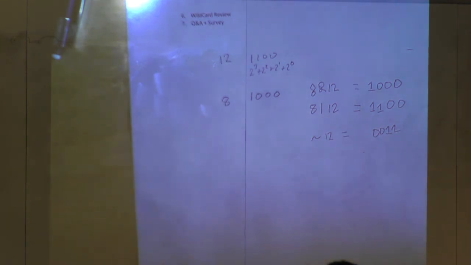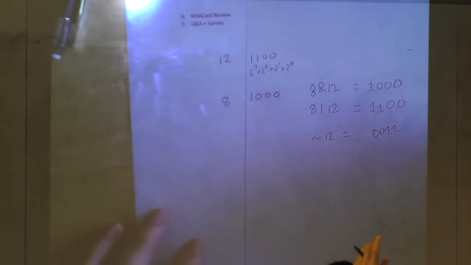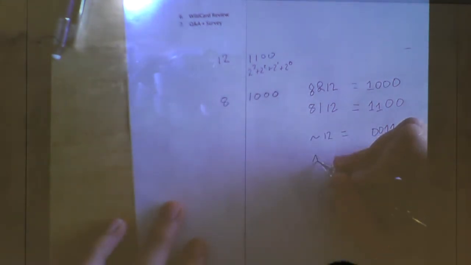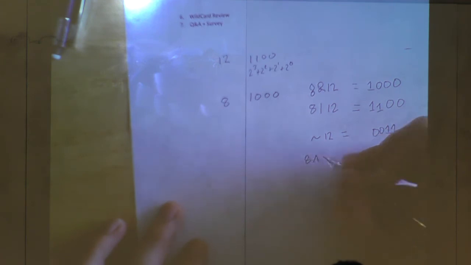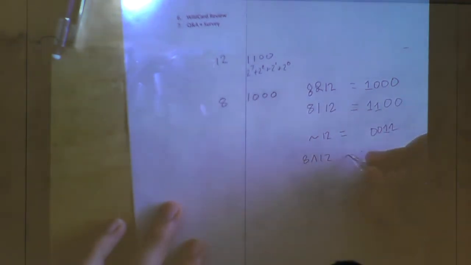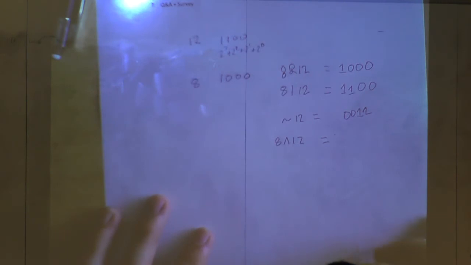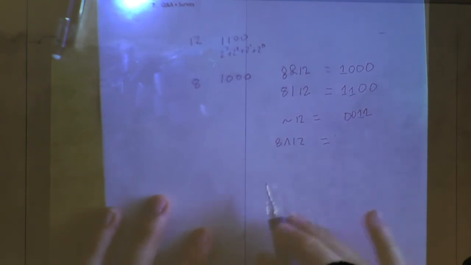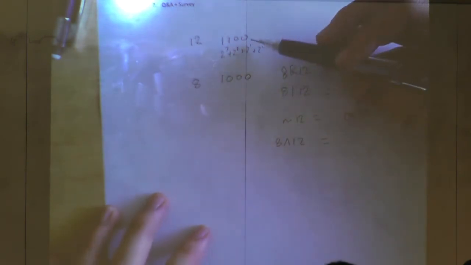The last one is the exclusive OR. So if we do exclusive OR between 8 and 12, it's the caret symbol. So 8 exclusive OR 12. So we'll have 0 exclusive OR with 0.